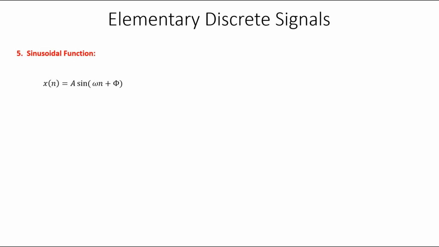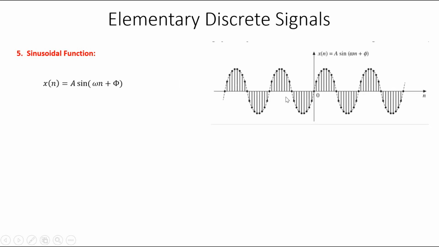Next one is the sinusoidal function, a sin omega n plus phi, with omega n instead of t. It will be like this, only at discrete instants. So these are the elementary signals: unit step function, ramp function, parabolic function, impulse function, sinusoidal function. By this we can wind up this session. Thank you.